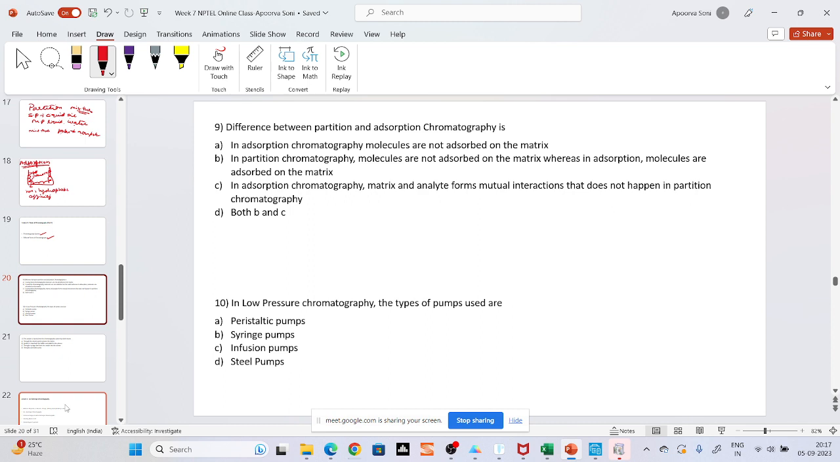What is the difference between partition and adsorption? Ma'am, D. D. Okay, D: in partition chromatography, molecules are partitioned. Both B and C, so the answer is D, both B and C.